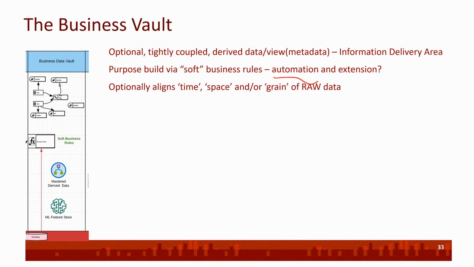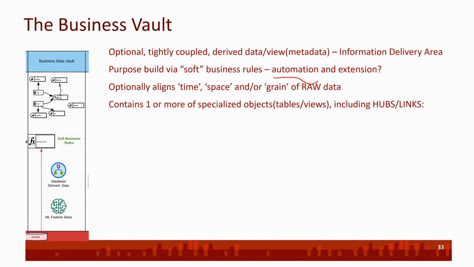So that's what we're trying to do with our business vault, is prepare the data for more information extraction. It contains one or more specialized objects, either created as tables or as views. A view is simply a SQL statement that's stored as text and run when you need it. A table, in this structure, is a SQL statement whose results are stored in a table inside the area called the business vault.